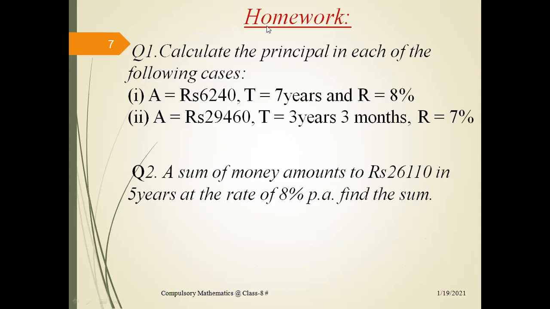Now here are some questions for your assignment. Amount given, time given, rate given. Now find the principal here also similarly. Before that you have to convert the months into years. 3 by 12 will be 1 by 4. That means 4 threes are 12 plus 1, 13 by 4. And the rate of interest is 7%. Find the principal. A sum of money amounts to this amount in this time at this rate, and find the sum. Sum means you have to find the principal, as we have done in classwork. You can follow example 1 and find the solutions of these 2 questions.